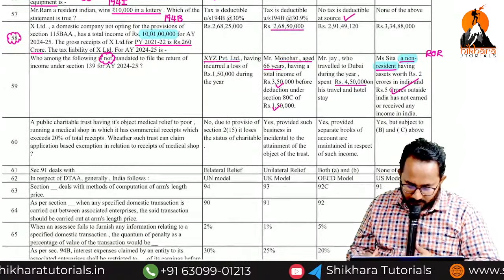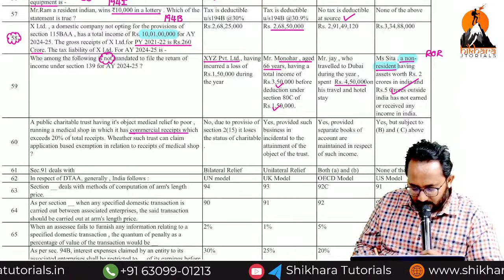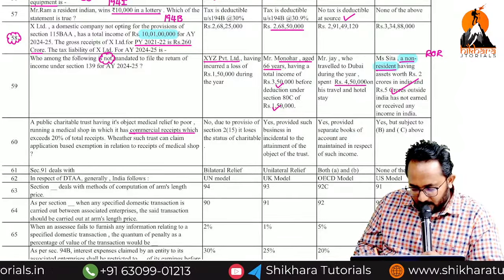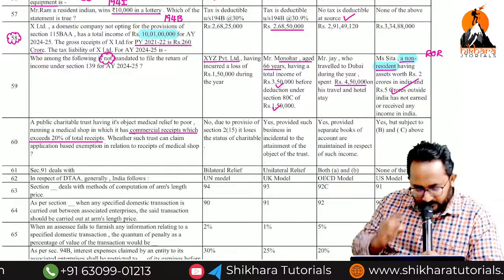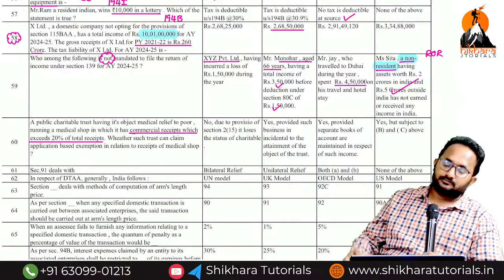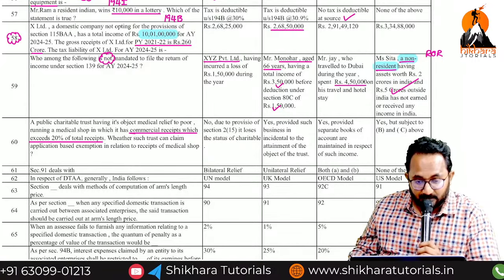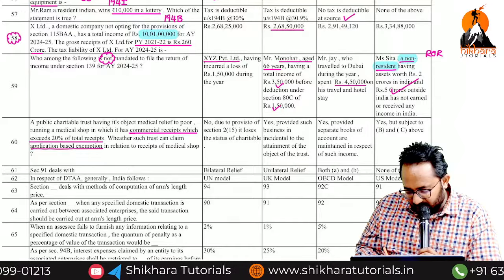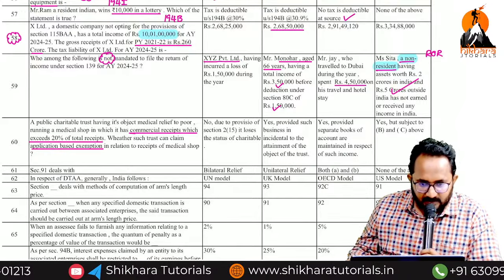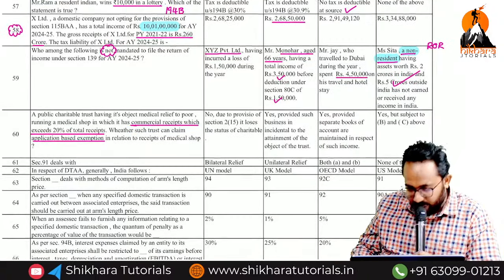Next, one more thing, trust related. If any trust is running a medical shop, and that business receipts is more than 20% of total receipts, so nothing but the trust having the business now. Whether the trust can claim the application based exemption. That means if any amount is used for the trust purposes, shall we get exemption?